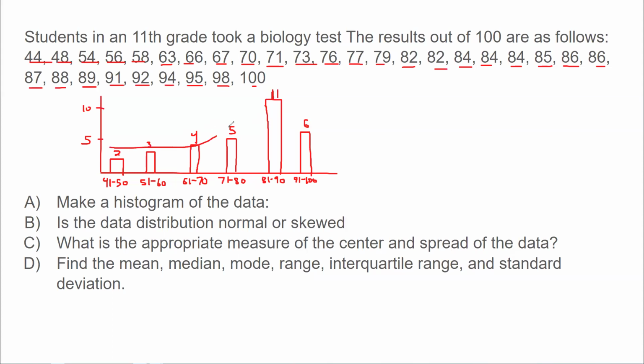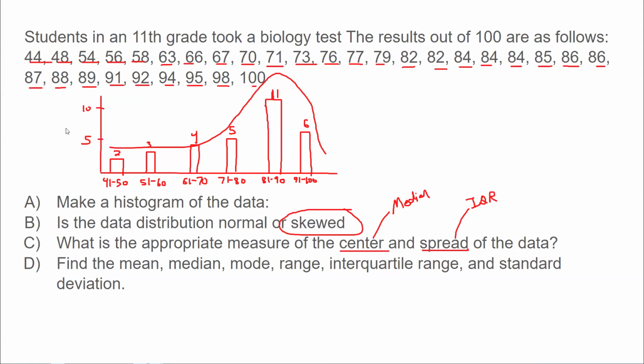So this is going to be skewed, right? This graph is skewed to the left, pushed off to the left. That means the center we want to use is the median, and the spread we want to use is the interquartile range. Remember, if it's normal, you want to use the mean and the standard deviation. If it's skewed, you want to use the median and the interquartile range.